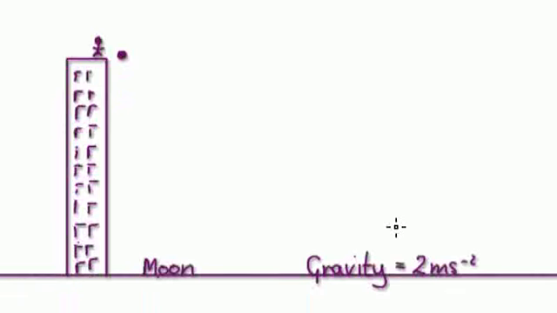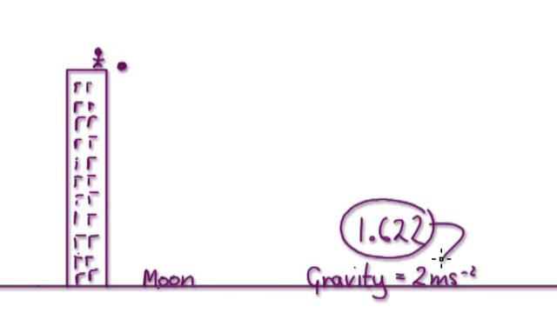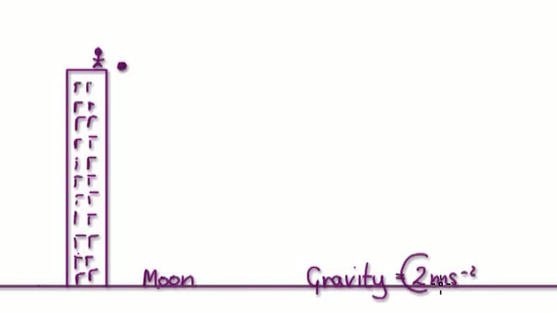Okay, now it's your turn to have a go. So imagine you are standing on top of a building which happens to be on the moon, and the gravity of the moon is actually 1.622 something. But let's round this off to 2, just to simplify things. So gravity on the moon is 2 meters per second squared.